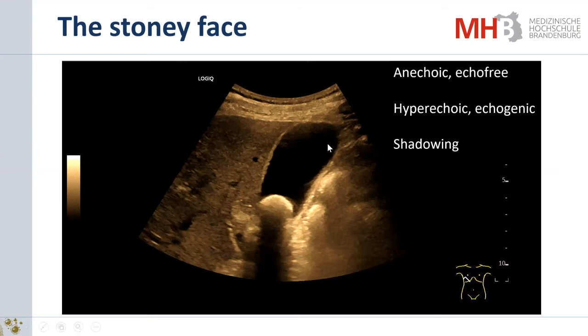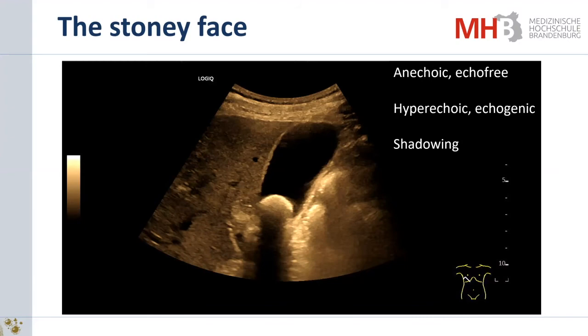And again, the lumen of the gallbladder is anechoic or echo-free, and we have a very hyperechoic stone, which causes an artifact, and this artifact is shadowing, because the ultrasound waves will not pass this total reflector, the gallbladder stone.